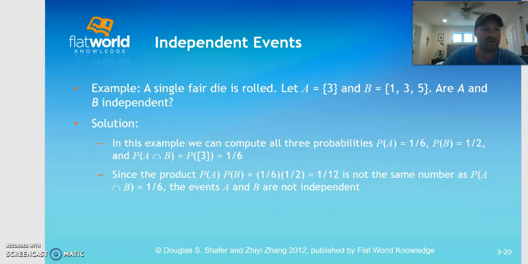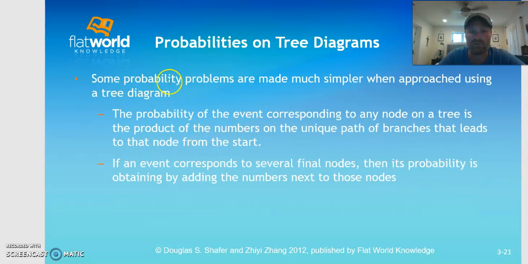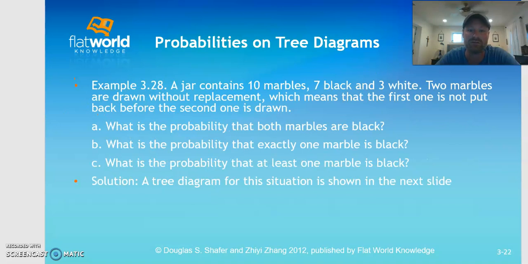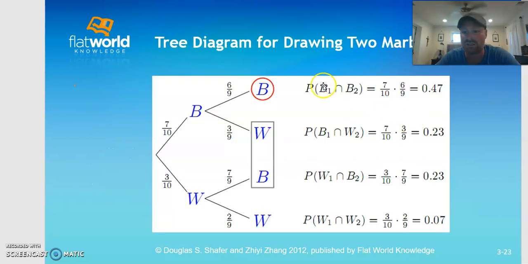Okay. A few more tree diagrams here to go over. Some probability problems are made much simpler when approaching using a tree diagram. Anytime you can draw a picture, it's going to be helpful. So here's an example. A jar contains 10 marbles, 7 black and 3 white. 2 marbles are drawn without replacement, which means the first one is not put back before the second one is drawn. What is the probability that both marbles are black? What is the probability that a marble is black? What is the probability that at least one marble is black? We can use this tree diagram to figure this out, right? Probability of the intersection. We multiply them, and we can get our answers here.